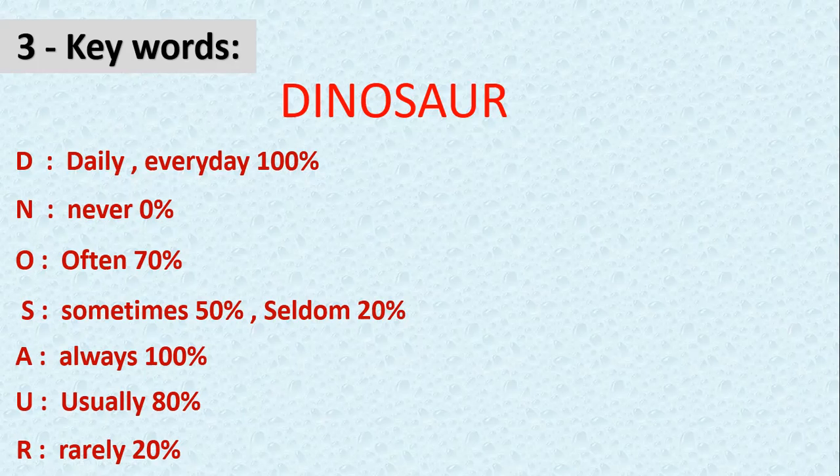Okay, so we know about the keywords, or sometimes they call them signal words, the words that we use to talk about habits, with the percentage. This is to show the strength of your habit. Something you do 100% is daily, every day, or always, 80% usually, 70% often, 50% sometimes, 20% seldom or rarely, 0% never. Okay, so that's about the keywords we use in this tense.